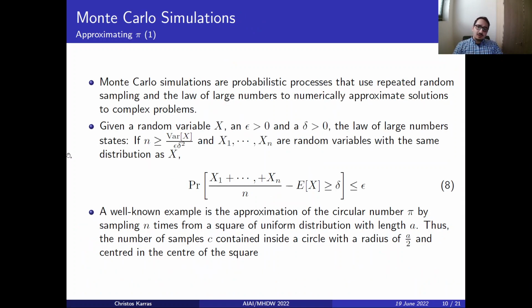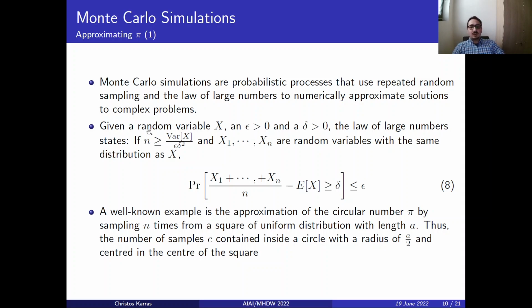Moving to the Monte Carlo simulations, one simulation is the approximation of the number pi, which is formally known to be close to 3.14. So Monte Carlo simulations are probabilistic processes that use repeated random sampling and the law of large numbers in order to approximate solutions to complex problems for which no other approach can be utilized.